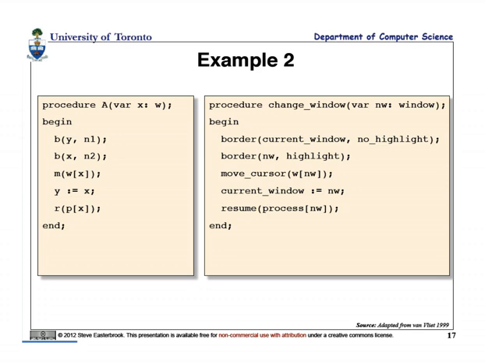When the user selects a new window, NW, the system must remove the highlight from the current window's border. Add a highlight to the new window's border. Move the hardware cursor to that window's position and finally resume the process associated with that window. The logic is identical in both snippets, but the version on the right significantly reduces the cognitive load required for a maintainer to understand the system state transitions.